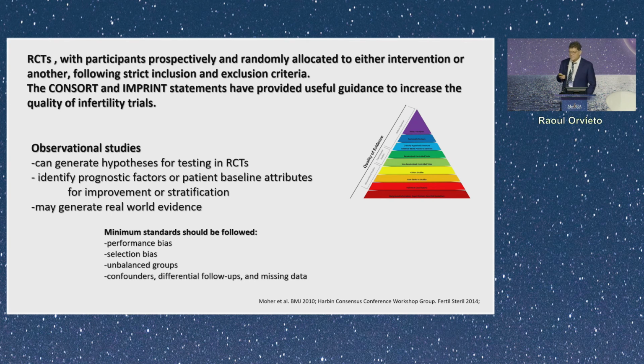And if you are using an observational study, there are minimum standards that should be followed. You should try to avoid biases like performance and selection bias. You should use balanced groups, try to use homogeneous groups, and this is why the POSEIDON groups help you. You should also adjust for or minimize confounders, differential follow-up, and missing data. So observational studies are good, but you need to follow the minimum standards.